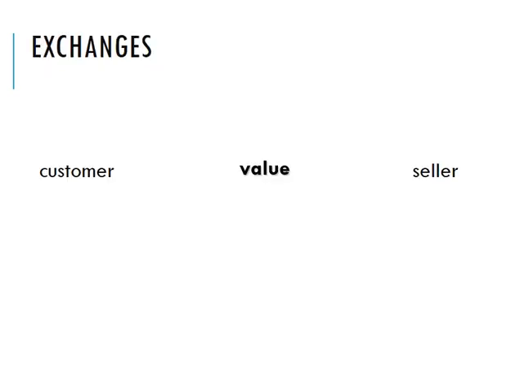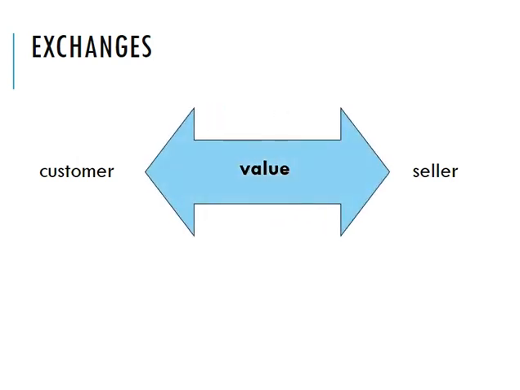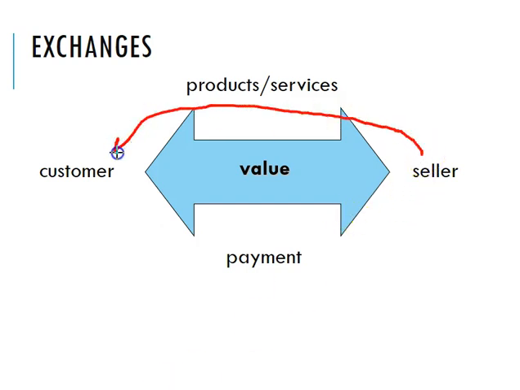So when we are talking about the basis of marketing, we're talking about exchange. And that simply means that we have two entities. For lack of a better term, we often call them customers and sellers. And each of these entities has something of value that the other entity wants. And so they're willing to trade that thing of value. So the seller is willing to trade their product and service to the customer, and the customer is willing to trade their payment to the seller.